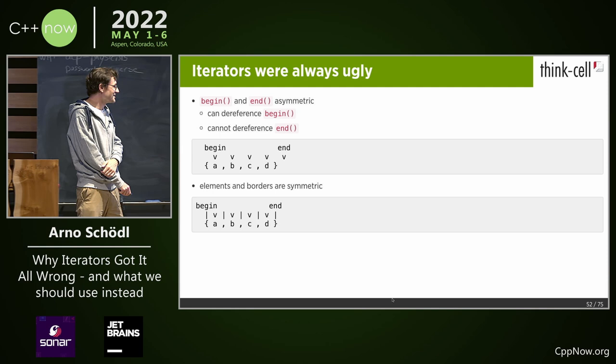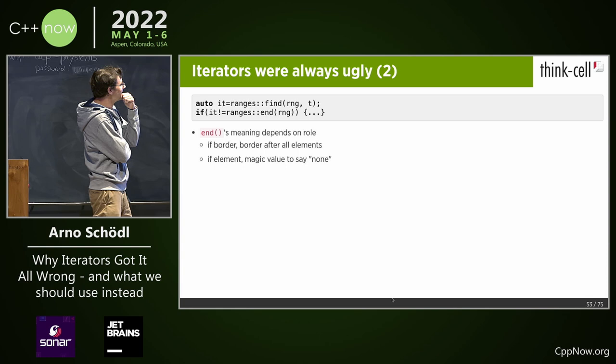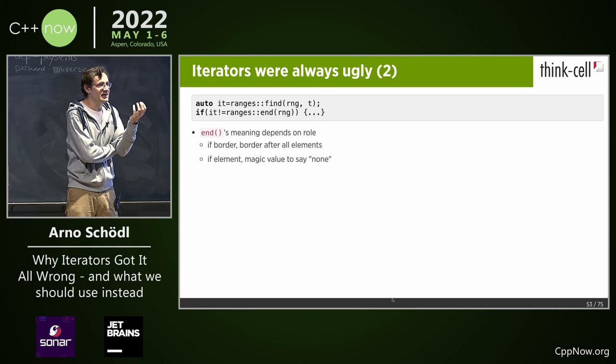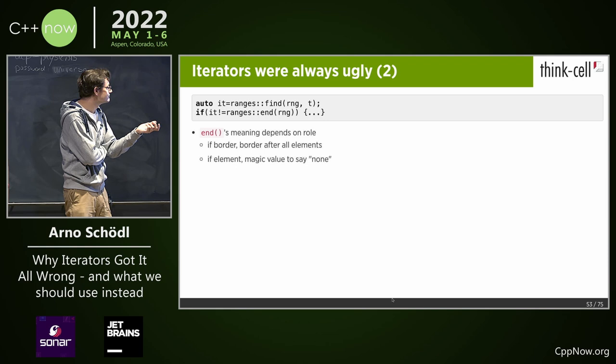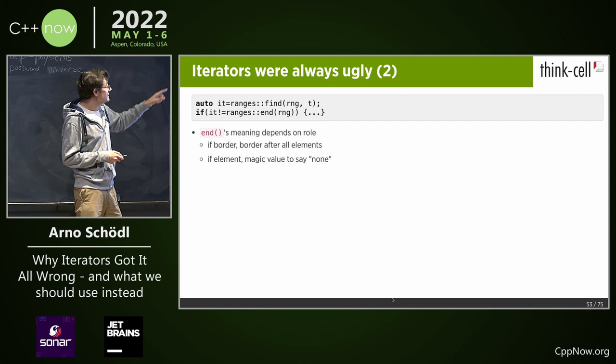Okay. Now, and then there is the end. And the meaning of the end depends on the role of the iterator, or on the algorithm that you call. But if it's the algorithm that you call, the role of end depends whether this algorithm returns an element or a border. Find returns an element. So range's end is really a magic value to say, didn't find anything. If end is a border, it's clearly the border after all elements, right?